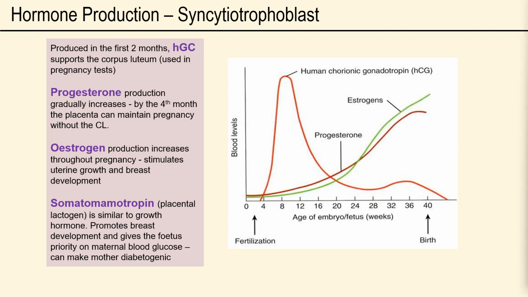Estrogen is important for uterine growth and breast development, and assisting with the latter is a hormone called somatomammotropin. Both of these hormones are also produced by the syncytiotrophoblasts within the placenta.